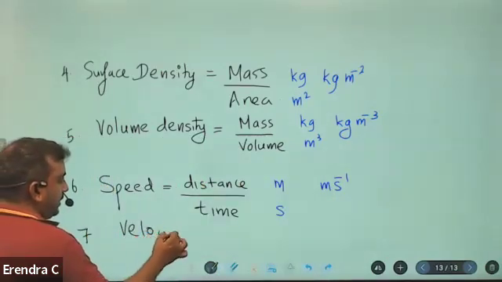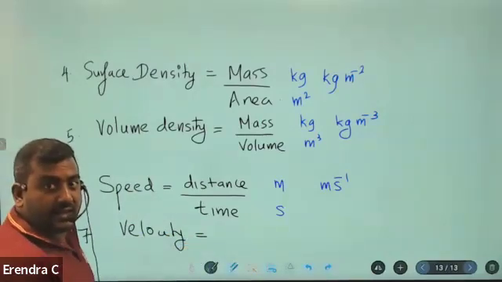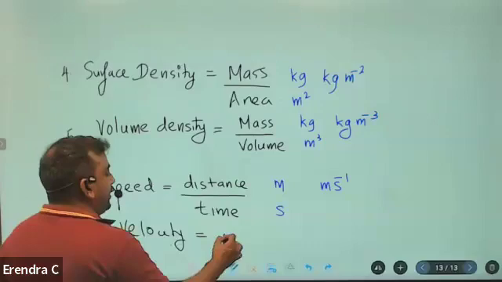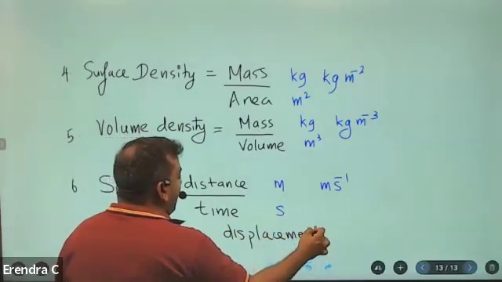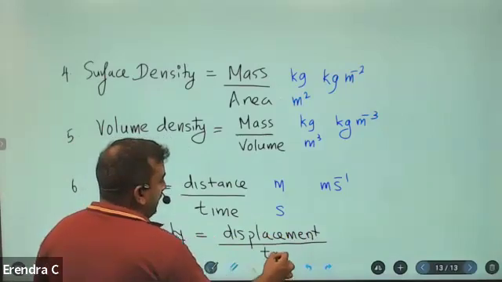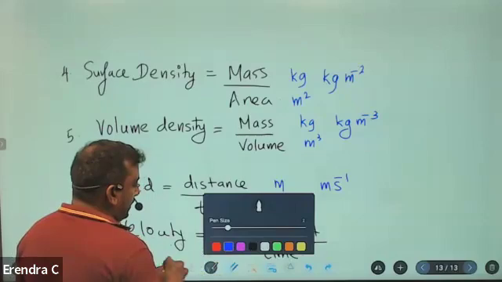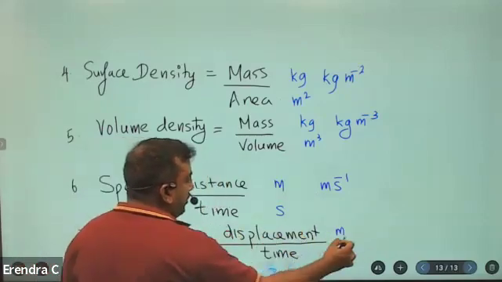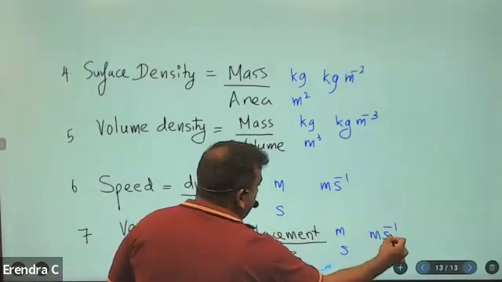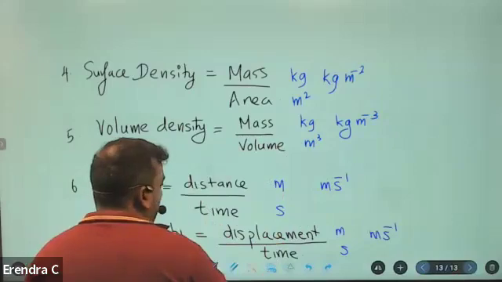Seventh one. Velocity. Tell me, what's the equation? Displacement over time. What is displacement? Displacement is a length. Length is fundamental. Time is anyway fundamental. So here, using fundamental, I'm getting a derived quantity. Units are meters per second. Right. That's your seventh one.